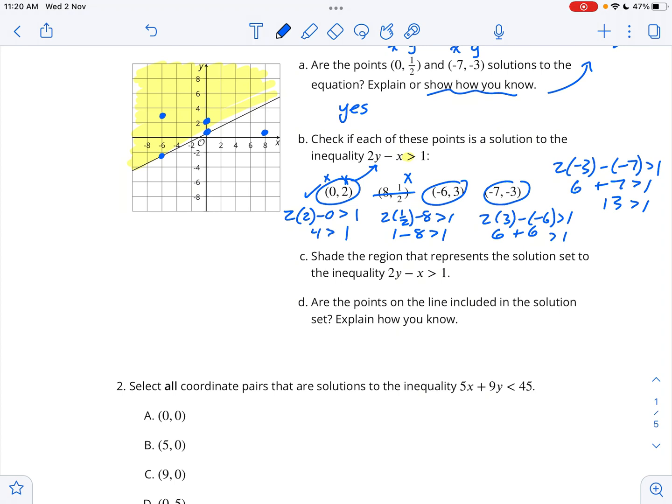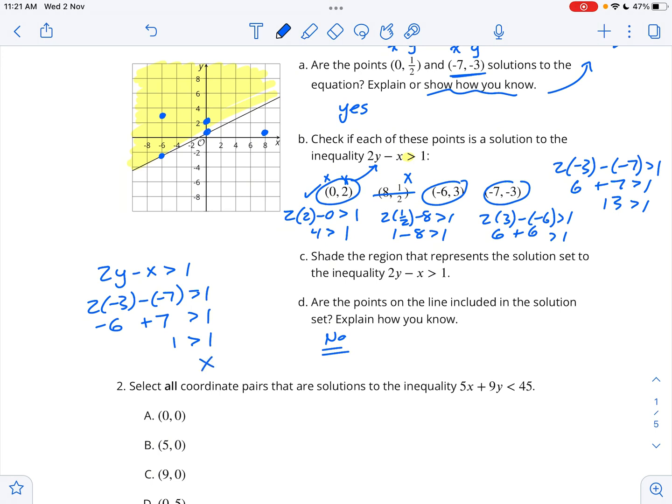Part D, are the points on the line included in the solution set? Explain how you know. Well, the answer is no, they are not included in the solution set. The reason I know that is because I'm working with a greater than symbol. So let me just rewrite the problem here. 2y minus x is greater than 1. If I take a point that's on the line, for example (-7, -3), and I try to put that into the inequality, I get 2 times -3 minus -7. Is that greater than 1? And it's not, because I'm going to end up getting 1 is greater than 1, which actually is not true.